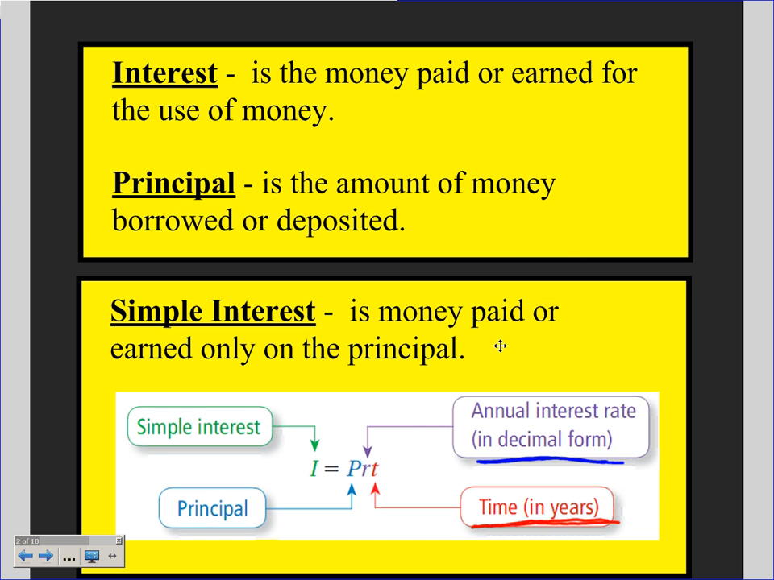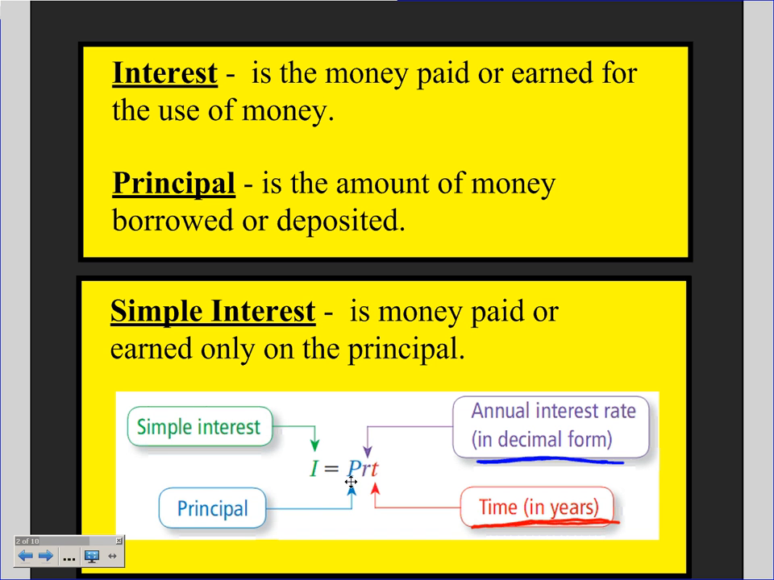Simple interest is the money paid or earned only on the principal. If you have simple interest on $500, it's just figured with that $500. We use this equation to figure out interest. Capital I stands for the simple interest. That's generally what we will be finding.